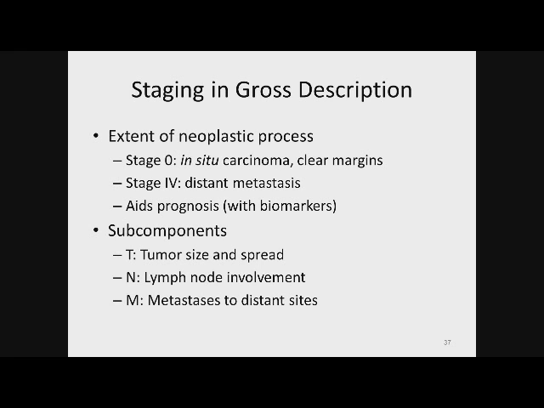So stage 0 is defined as in situ carcinoma with clear margins. We've completely removed it, versus stage 4, which not only has the cancer metastasized to the lymph nodes, it's also metastasized to different sites in the body. So in thinking about the neoplastic process, it's going to help by thinking of the subcomponents of the staging. They include the T, N, M scores. Adding up the T, N, and M scores will give us the different stages. So T is tumor size and spread, N is any lymph node involvement, and any metastases to distant sites will always be characterized as a stage 4 type of cancer.